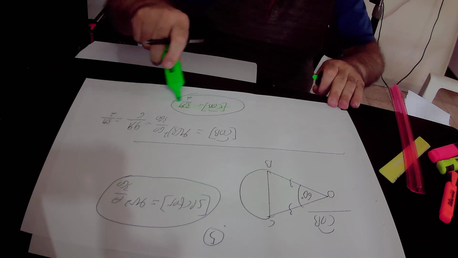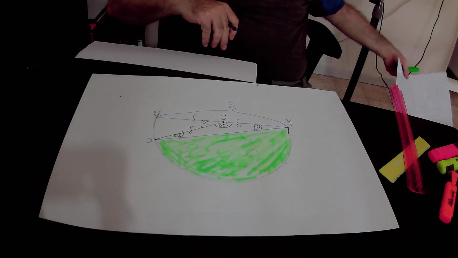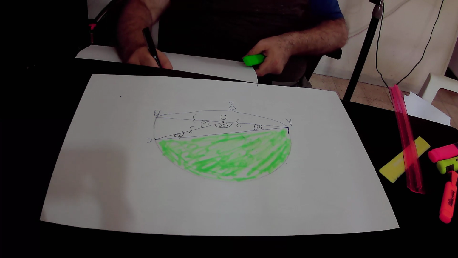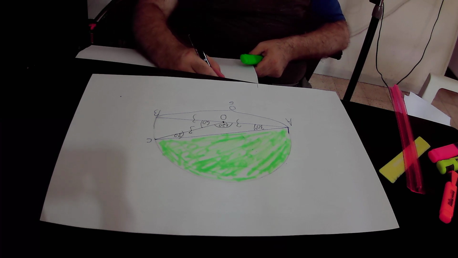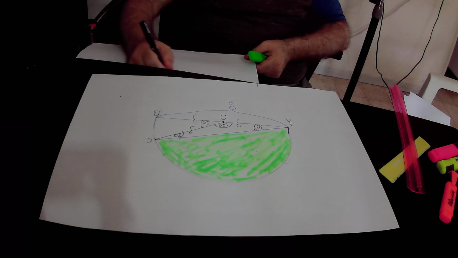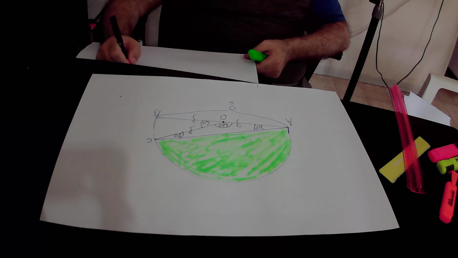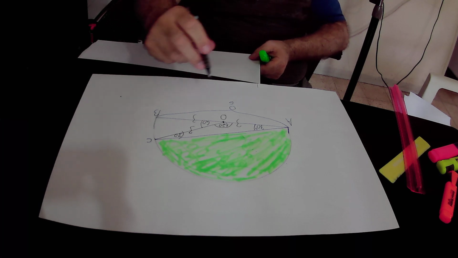Okay, now we'll find out the area of the green shape according to the second method. I will remind you that the area of the green shape according to the second method equals the area of the semicircle minus the area of triangle AOC minus the area of sector COB.